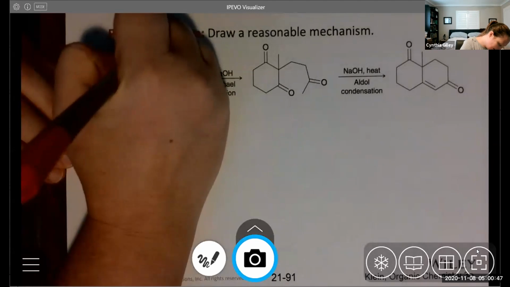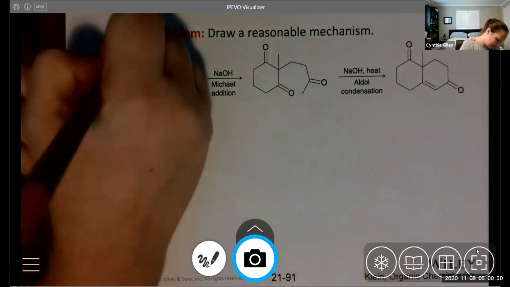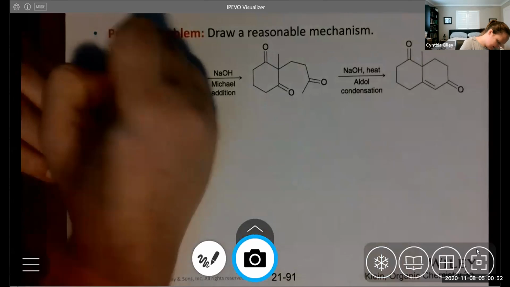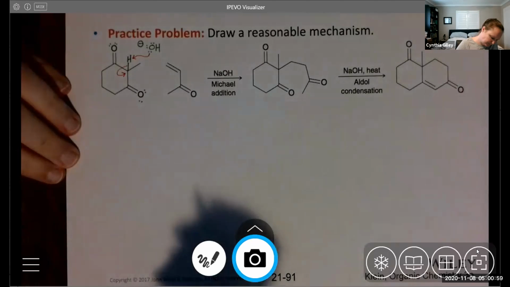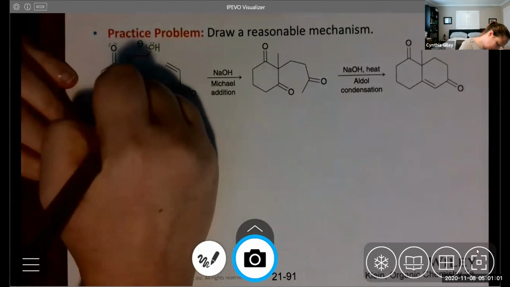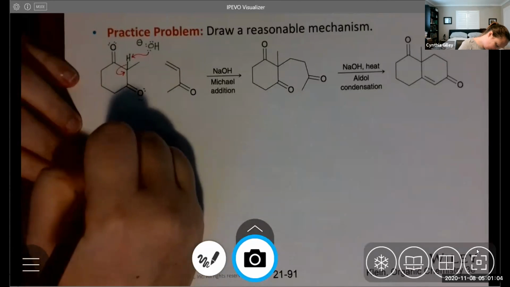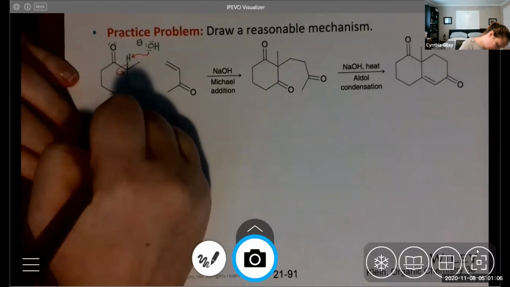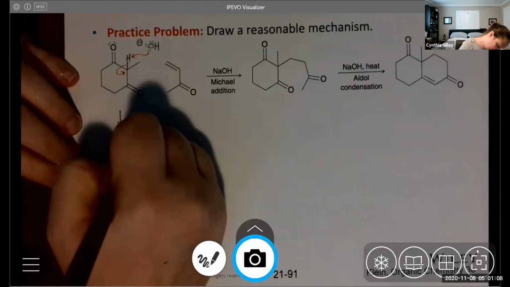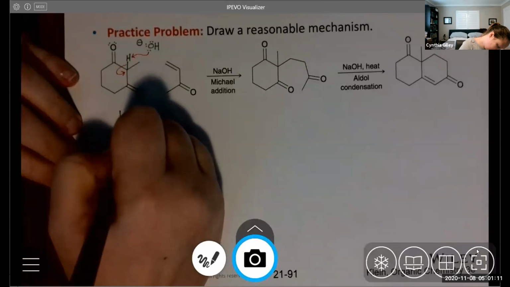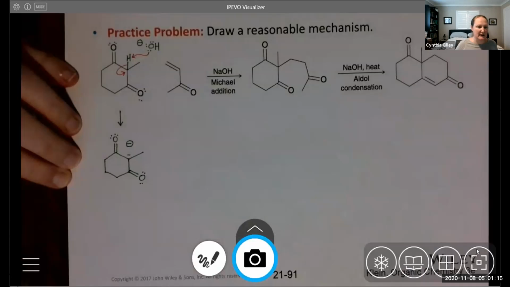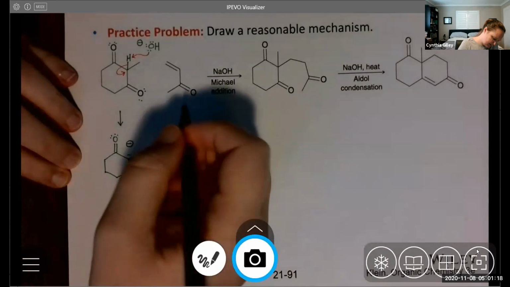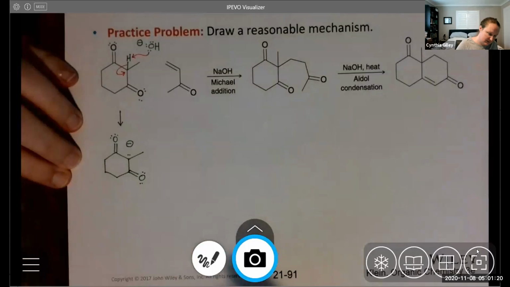So again, you can form an enolate and draw either resonance contributor that you want. Sometimes it's simpler to just put the lone pair and negative charge on the alpha. We can start off forming the enolate. And then I'm just going to move this down so it's closer.